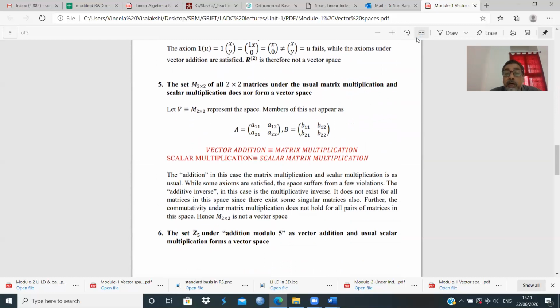Secondly, the inversion. In this case, because multiplication is the operation, there is no guarantee that every 2 by 2 matrix will have an inverse because one of them may be singular. So there are two reasons we have identified why this cannot be a vector space.